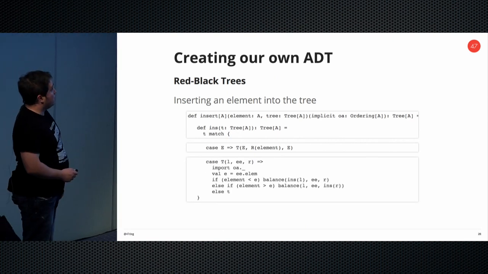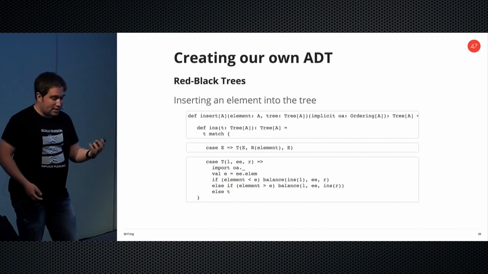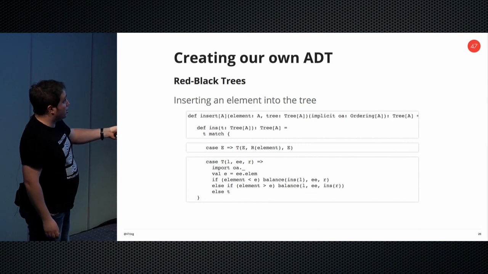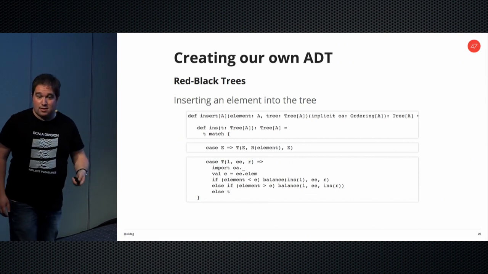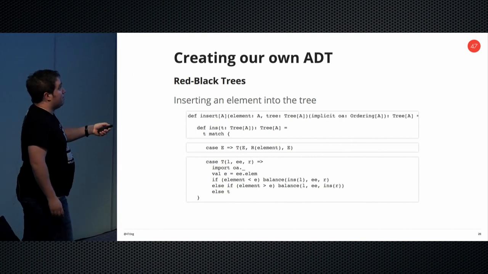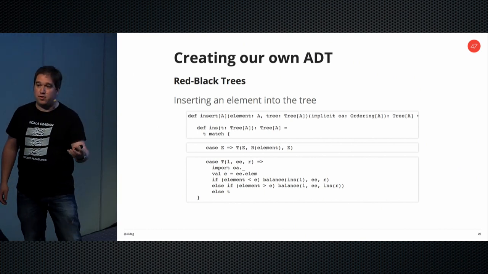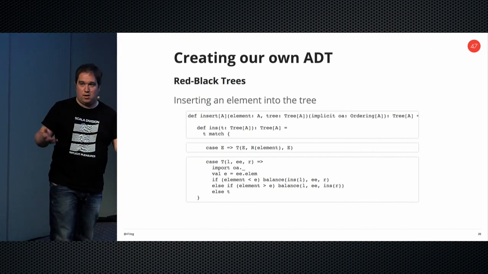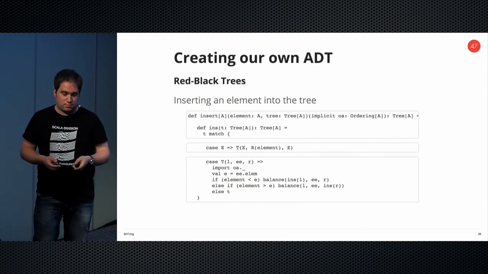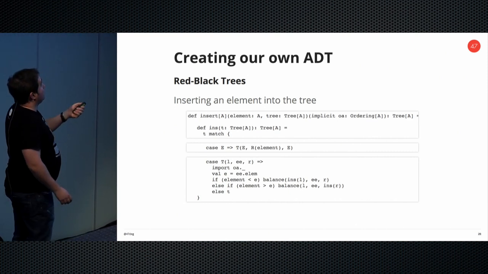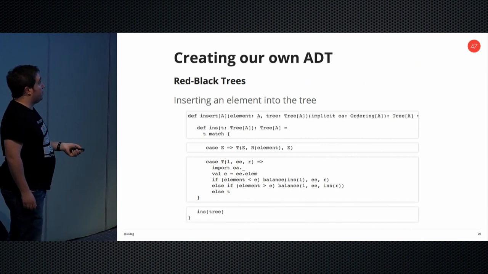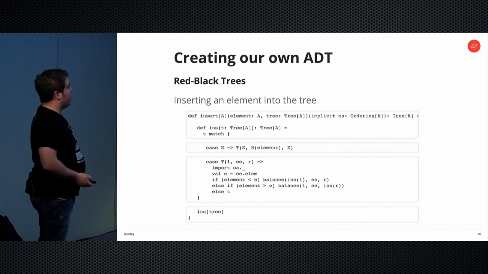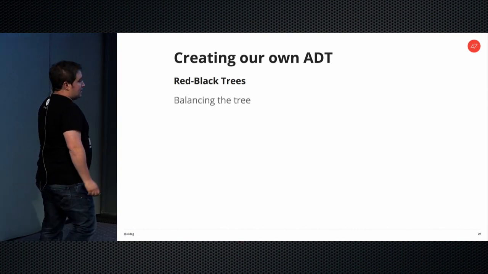If we have something else, then the code looks something like this, and it is quite similar to the slide before, in that if the element is less than, we want to insert this recursively into the left tree, otherwise into the right tree. But as well, we need to make sure that the invariant we talked about a minute ago still holds. So we have this balance function, and this is all inside an inner function. Then we just kick this off with the given tree. So have a look at balancing the tree.